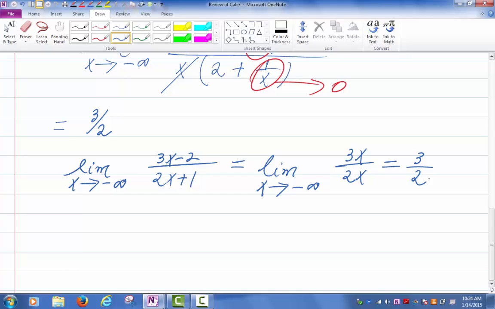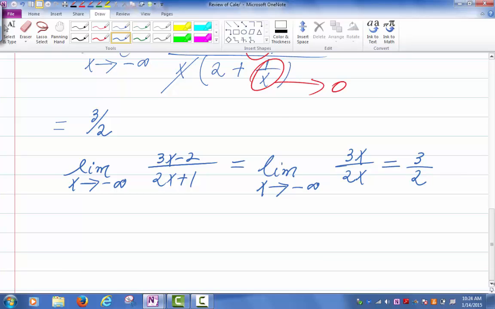Everybody's okay? What if it's something like 3x cubed? Same trick. If it is 3x cubed, you're going to end up with 3x cubed over 2x, right? When you cancel, x cubed over x gives x squared. What's the limit of x squared as x goes to negative infinity? Positive infinity. So your answer will be positive infinity. Same trick applies, but your limit would be obviously positive infinity. Any other questions?